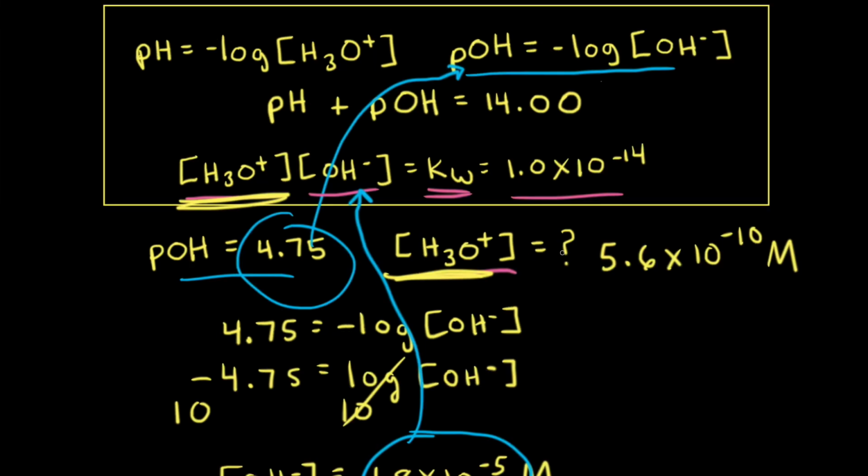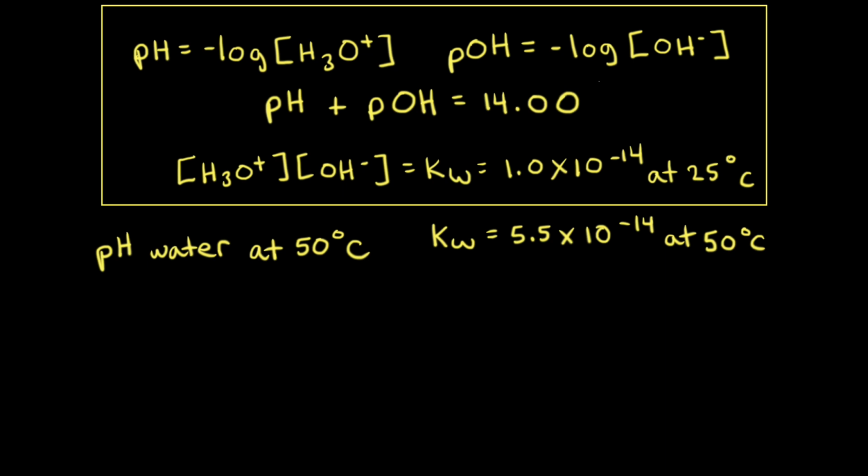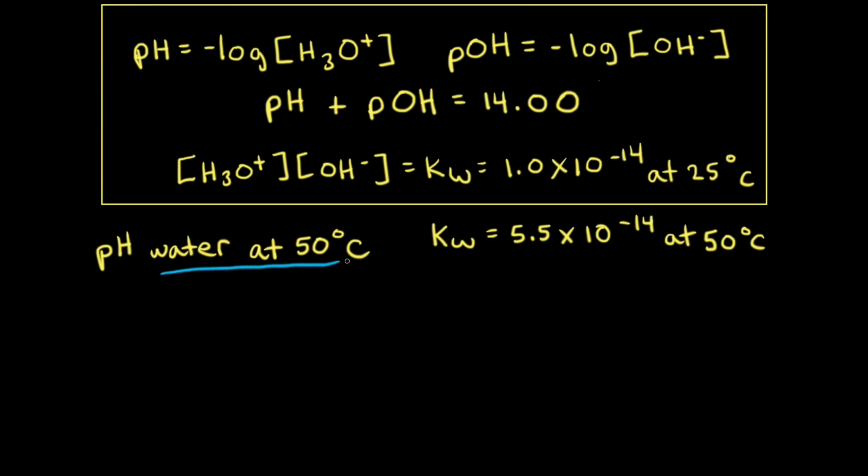So even though we used 2 different equations from the first time we did this problem, we ended up with the same answer that we did the first time, 5.6 times 10 to the negative 10th molar. So it doesn't really matter which approach you take. Finally, let's look at an example where the temperature is not 25 degrees Celsius. Let's say we have a sample of pure water at 50 degrees Celsius, and our goal is to calculate the pH.